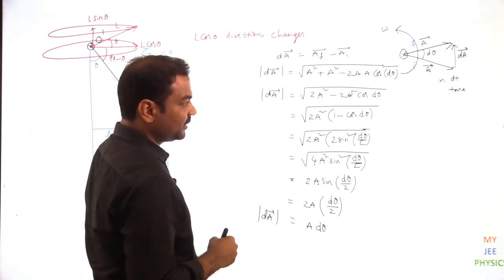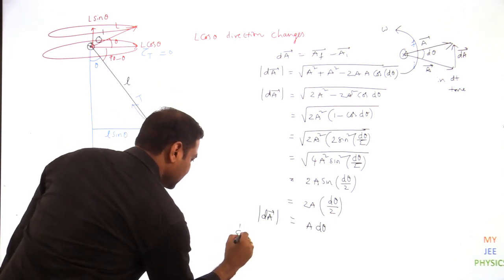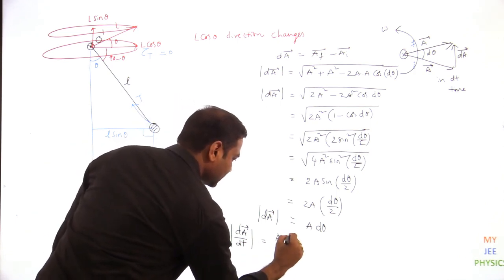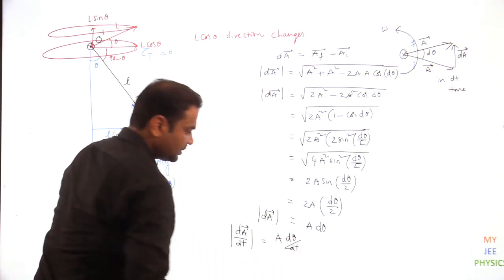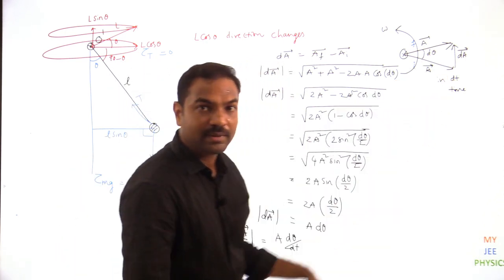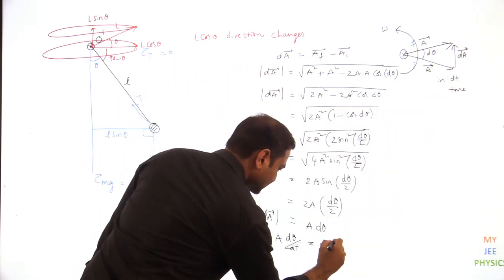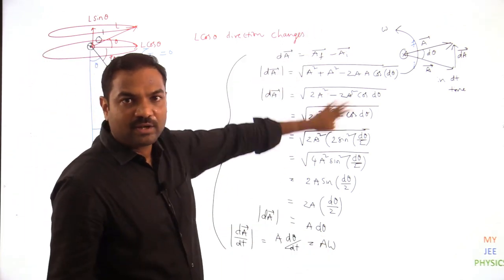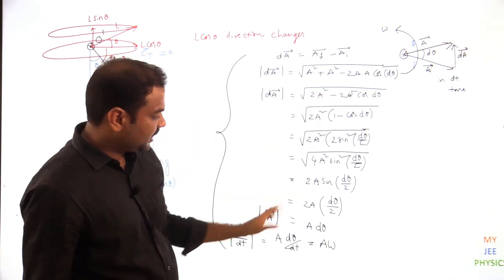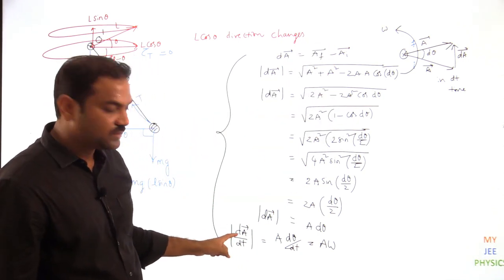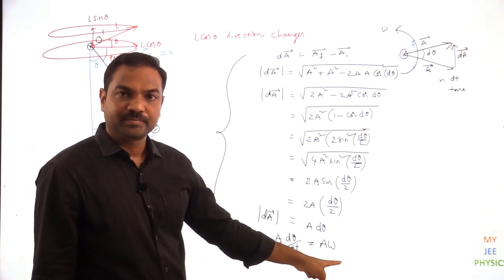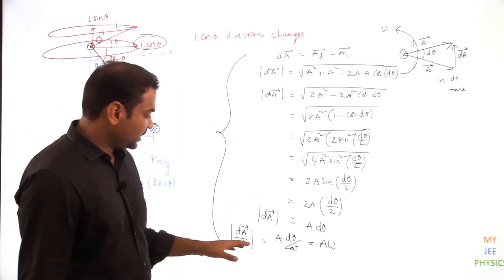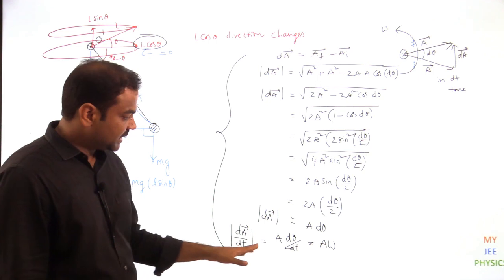Okay. But I want to find the rate of change of the vector. So that means I want to find the magnitude of dA bar by dt, which I can write as a into d theta by dt. So what will d theta by dt become? d theta by dt becomes the angular velocity of the vector. So a omega. Okay, so this is a completely general expression I have derived, a general way of writing when a vector is revolving. When a vector is rotating, the rate of change of the vector's magnitude is a into omega. You can apply this anywhere. So the same thing I am going to apply here.